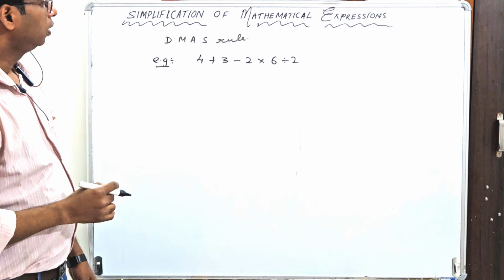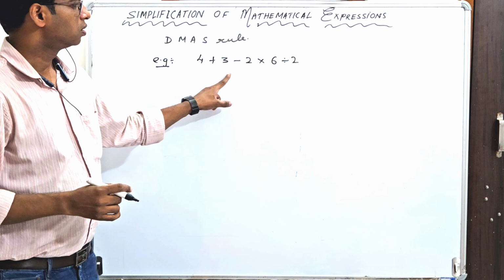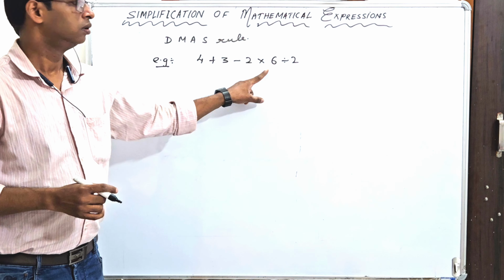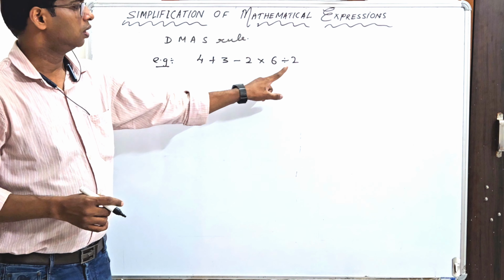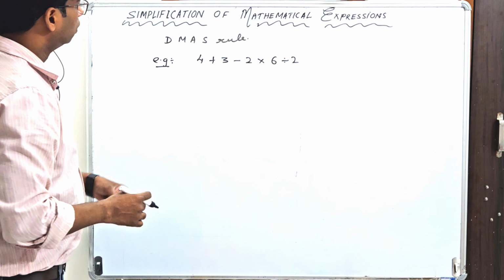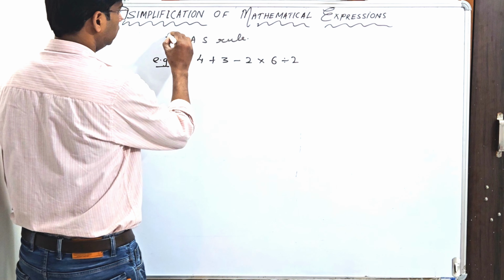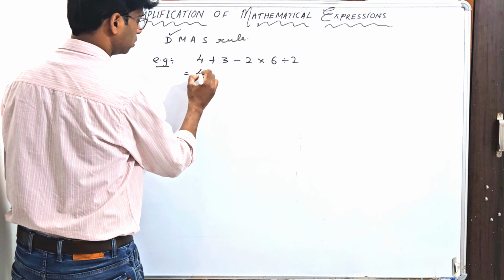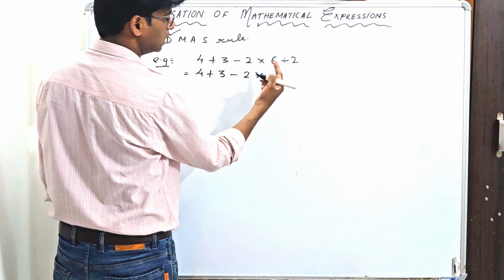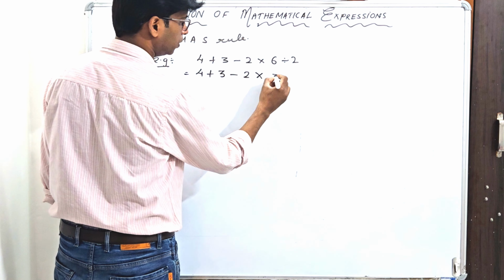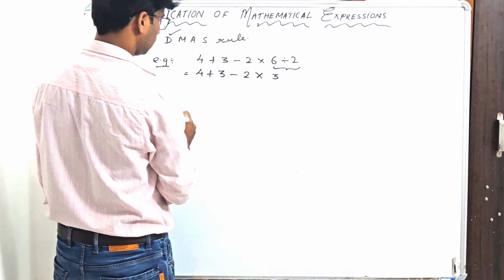So here you are finding the 4 operations of mathematics. That is, addition is there, subtraction is there, multiplication is there, division is there. And you know, first what you have to do? Division. That means let us do this. 4 plus 3 minus 2 into 6 divided by 2. How much is it? 3. So this is first divided.